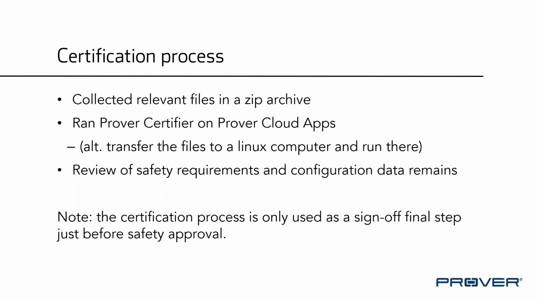The process was just shown. You collect all the relevant files in a zip archive. We did this, then we ran Prove Certify on Prove Cloud Apps. Or if you don't want a web-based solution, you can just transfer the files to the Linux computer and run the tool from there. What we have not done today is to review the safety requirements and configuration data.